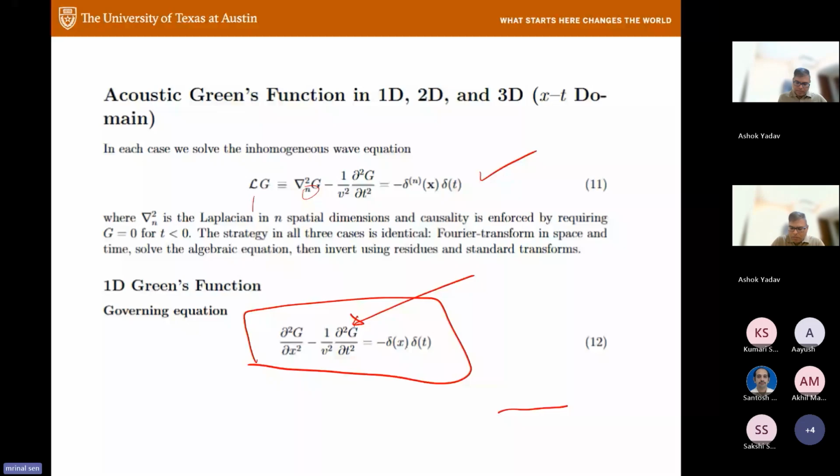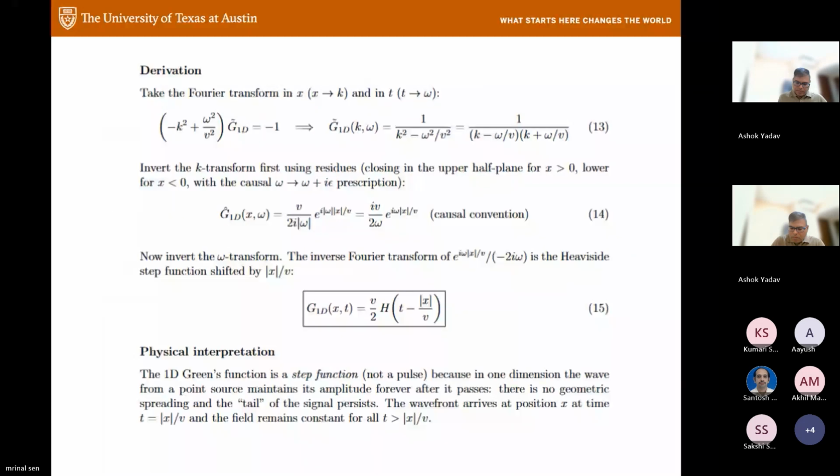All right. So how do we solve this? Well, in 1D, we just essentially go to Fourier domain, and in Fourier domain, the solution is very simple, and then we take inverse Fourier transform, and that gives us a solution that looks like this. Now, the most interesting thing is, it's also evident in the frequency domain, but you don't see it, obviously. But if you just go to the time domain, what you see is that the solution is given by this term.